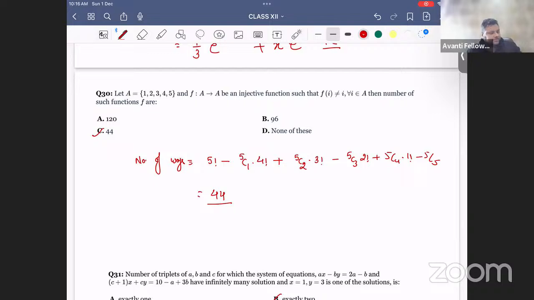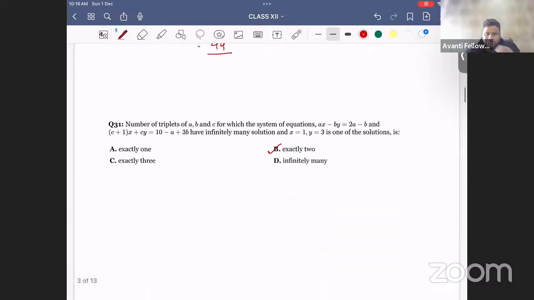Got it? Am I clear? Now, question number 31.